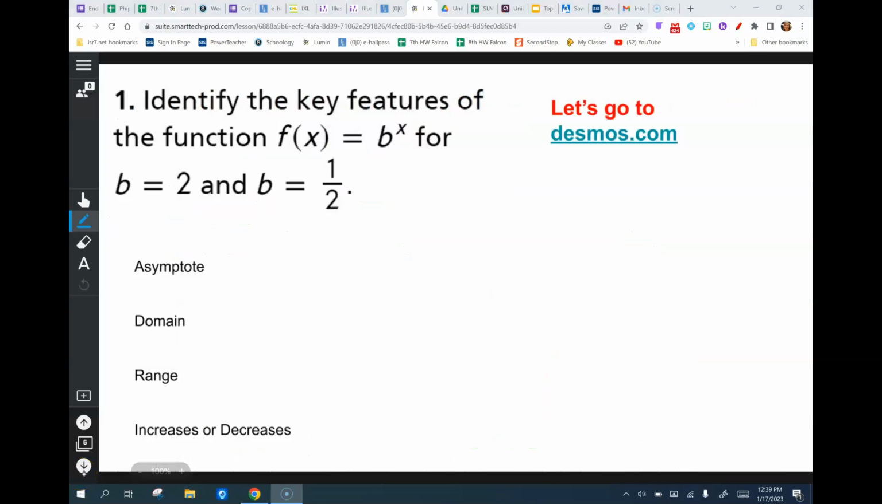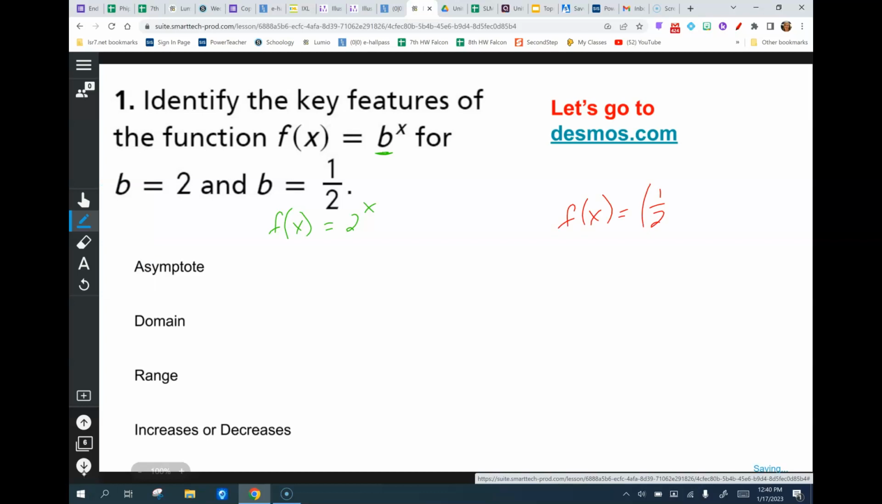Okay, so now it says identify the key features of the function f of x equals b to the x. And that's the way we're going to write exponential functions. It's going to be f of x is equal to b to the x. And we'll add more to that later on in this lesson. So we're going to find these two functions. We're going to find when b is 2, so f of x is equal to 2 to the x, and then also f of x is equal to 1/2 to the x power. But we're going to do this on Desmos. So let's go out to Desmos right now.